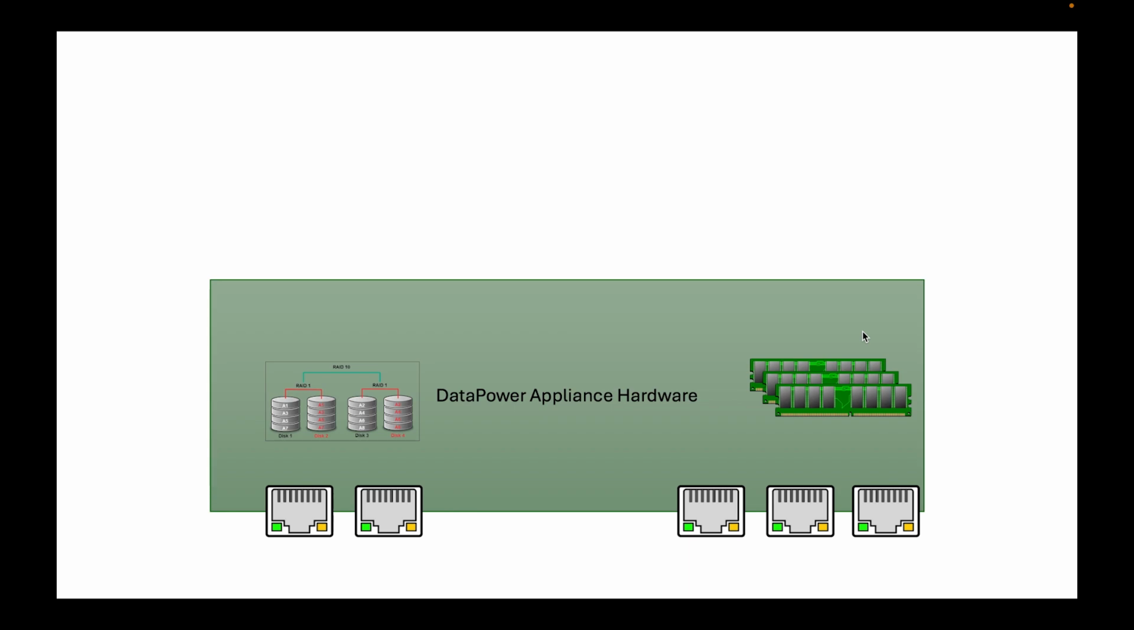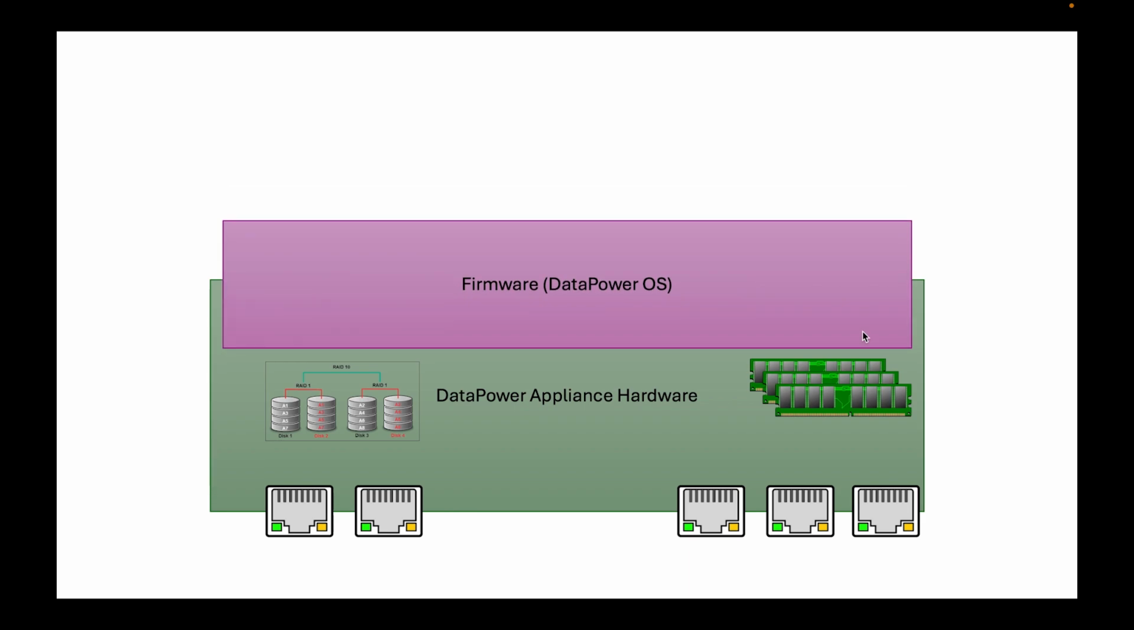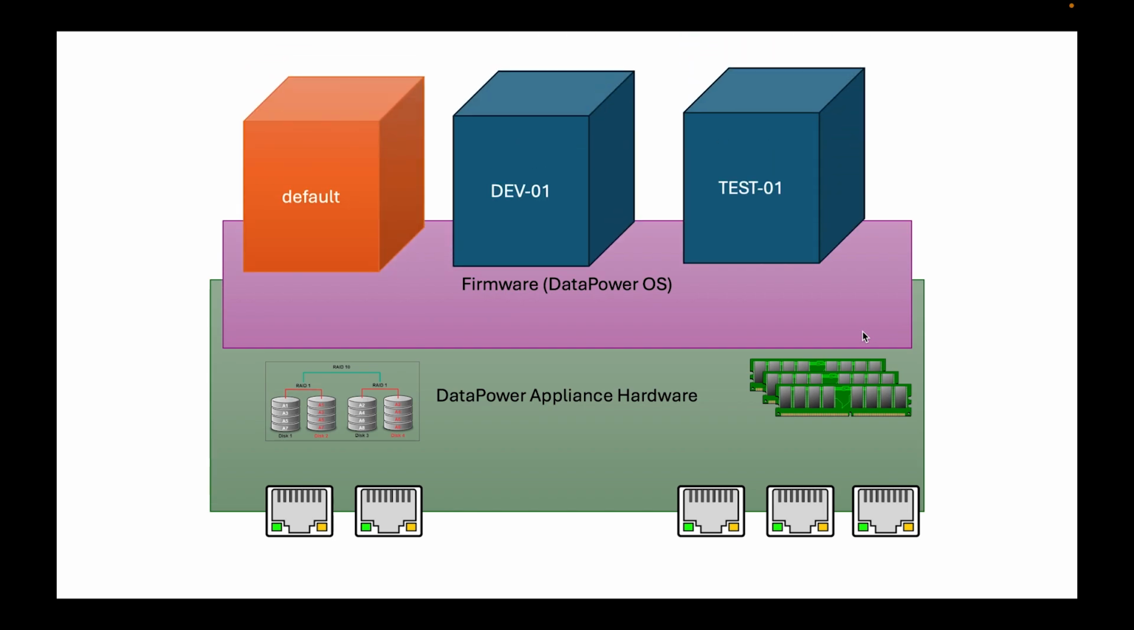To harness the power of this hardware, you need an operating system. So does DataPower. We call this operating system DataPower OS, which is its informal name. The formal name is DataPower firmware. How does DataPower firmware allow you to harness the power of the hardware resources present in DataPower? Meet application domain.